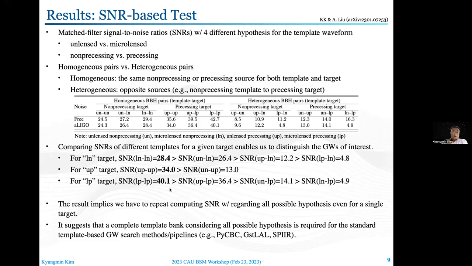So the result implies that we have to repeat computing SNRs with regard to all possible hypotheses, even for a single target. It means if we regard these four types of hypothesis, then we have to repeat the computation of SNR four times. So it's maybe disadvantageous for practical analysis, in the sense of increasing computation time. Anyway, it suggests that a complete template bank considering all possible hypotheses is required for the standard template-based gravitational wave search method or pipeline to distinguish whether the signal is microlensed or from a precessing system.